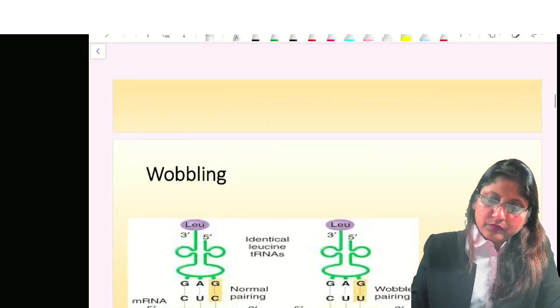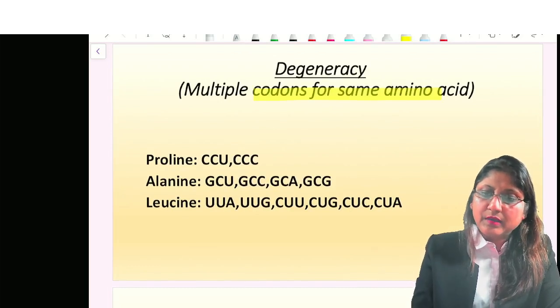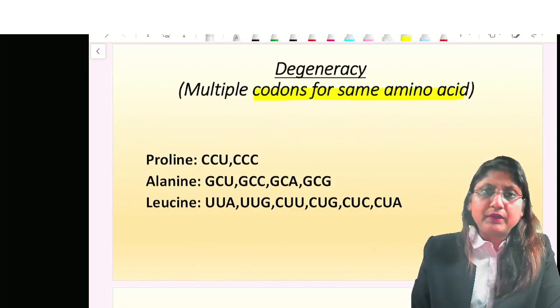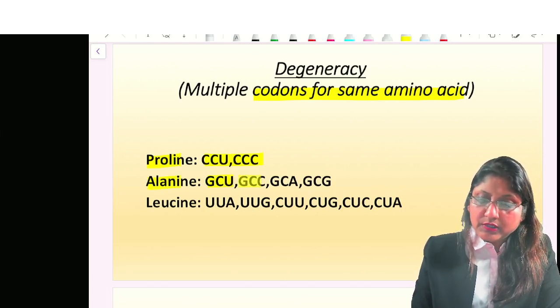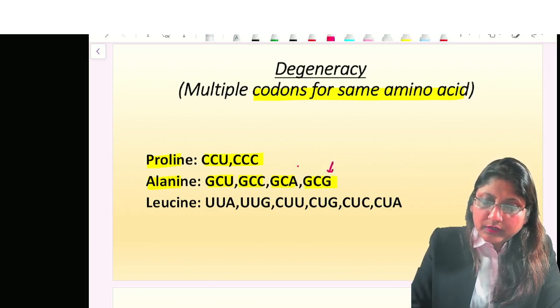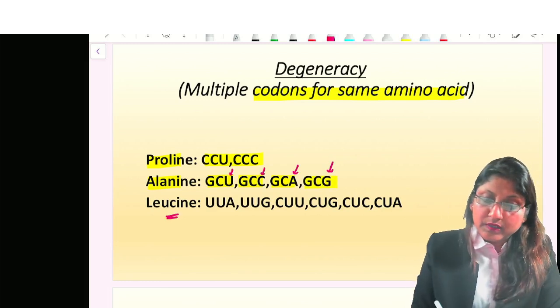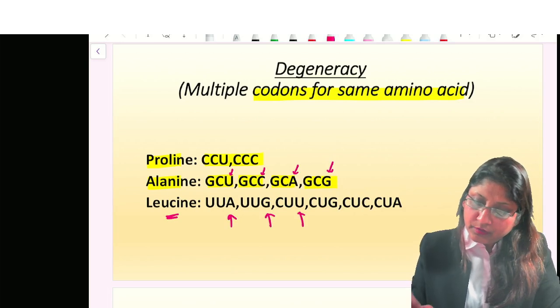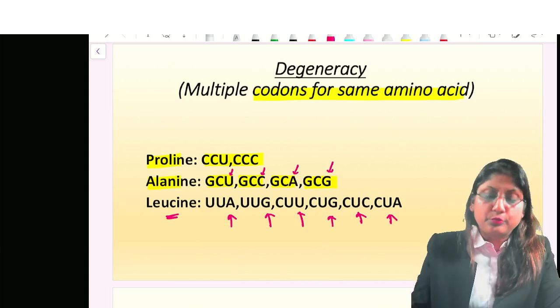Now coming back to degeneracy, which I was discussing some time back, multiple codons for the same amino acid. You can see the illustrative example here, which probably you don't need to remember. Proline is coded by CCU and CCC. Alanine is coded by GCU, GCC, GCA, GCG. One important point to notice is that only the third nucleotide is different, right? For those codons which are going to code the same amino acid. Similarly, for leucine you can see UUA, UUG, CUU, CUG, CUC, CUA. These are going to code for leucine.